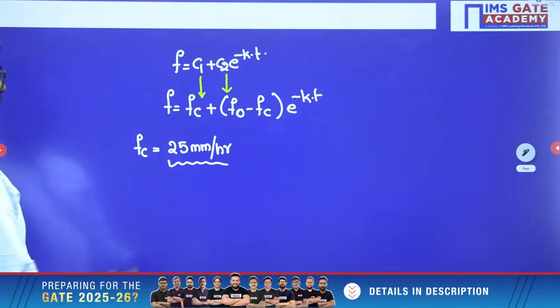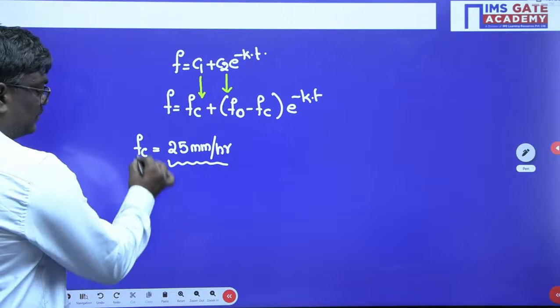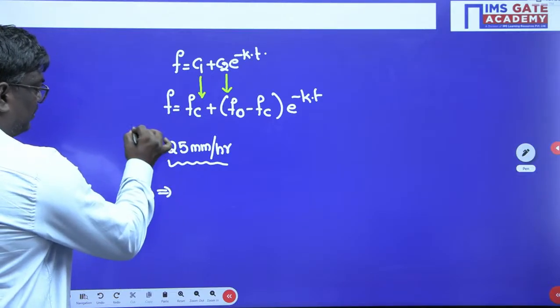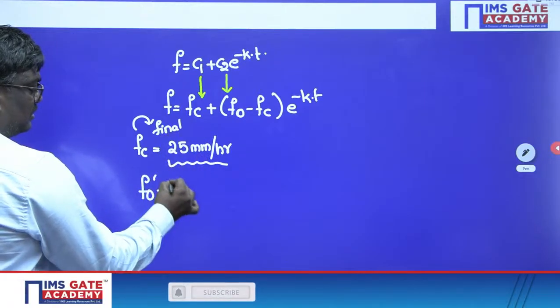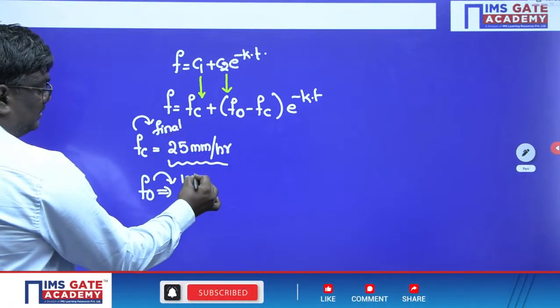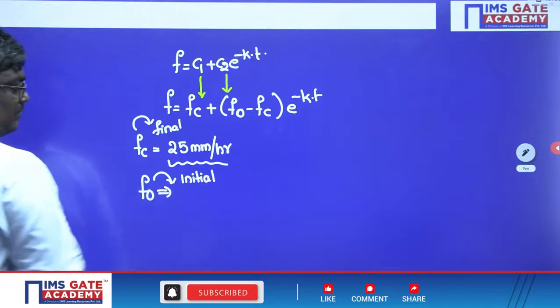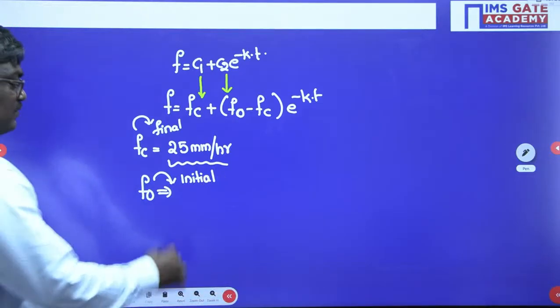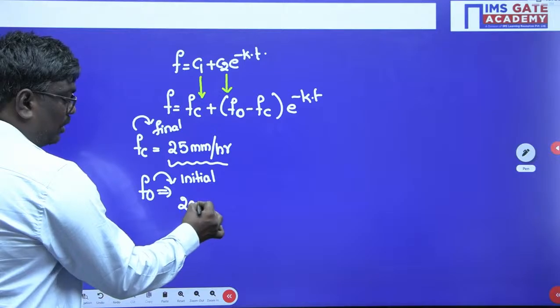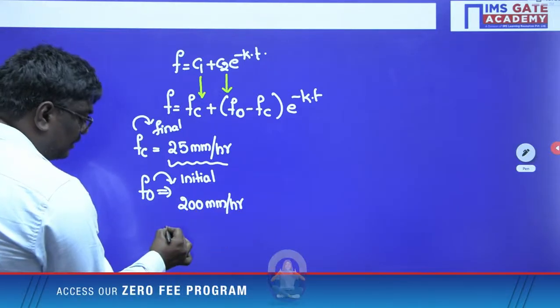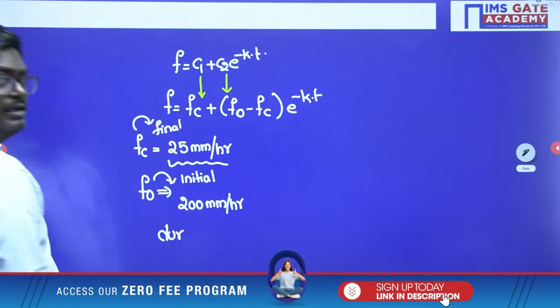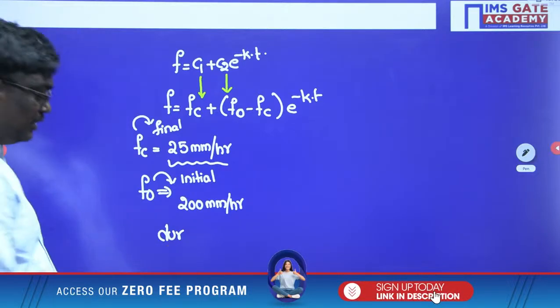Okay. Similarly, this is the final, and people get confused here. And this is what, students? This is the initial rate of infiltration. So what is the value they have given? 200 mm per hour. And the duration is given as how much? Can you tell me, my dear students, what is the duration?